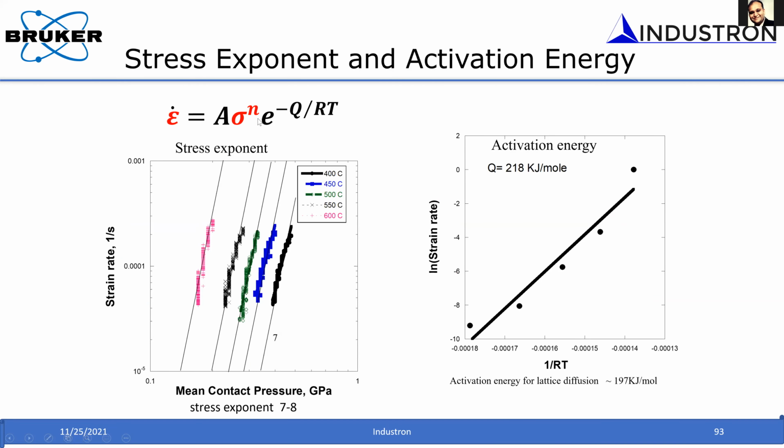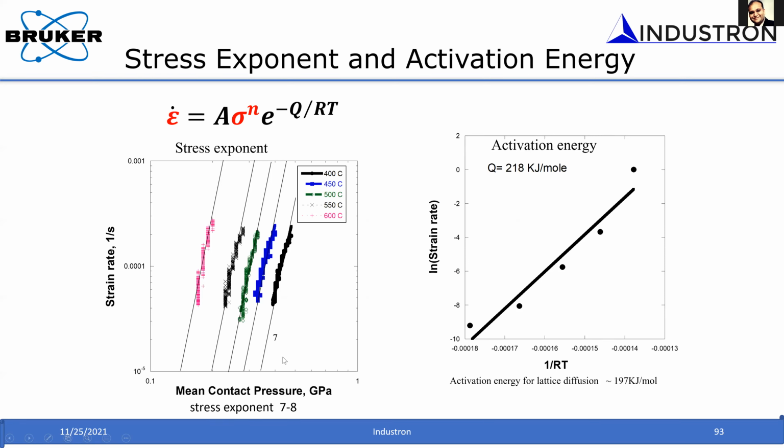use an Arrhenius plot, and from this measurement, for example, if you plot strain rate versus stress, from the slope of this curve, you can measure the stress exponent. And in this particular case, the slope is about 7, which matches with the bulk measurement technique.